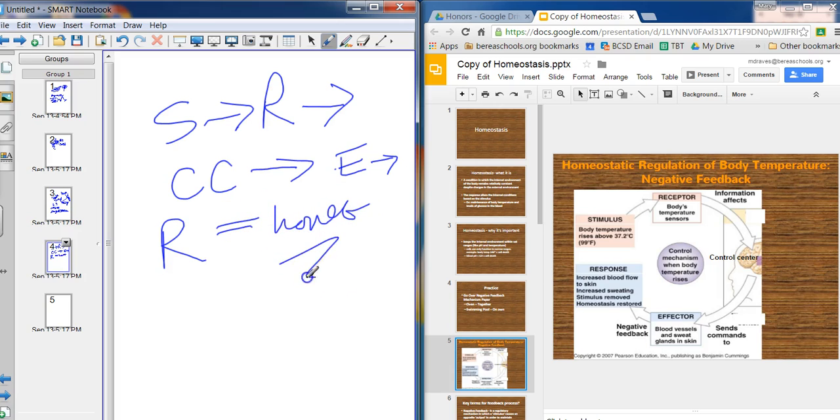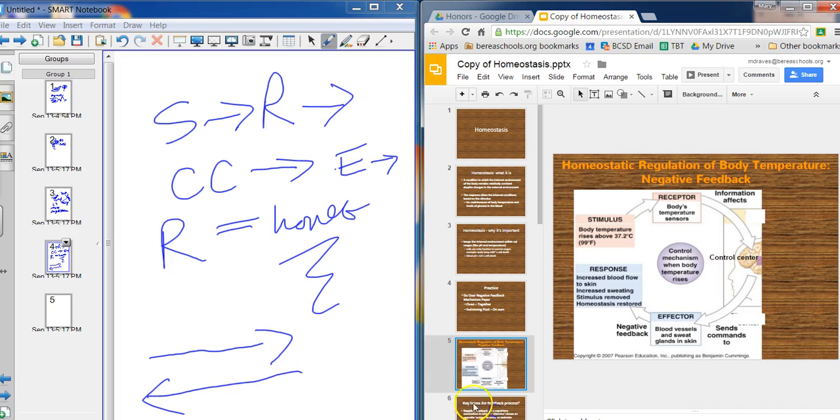So what we're looking at here is a negative feedback where you have a change in one direction, but then as a result of homeostatic mechanisms, including the control center of our brain, that change in one direction is reversed back to the beginning, back to homeostasis. Okay, so that is a negative feedback.